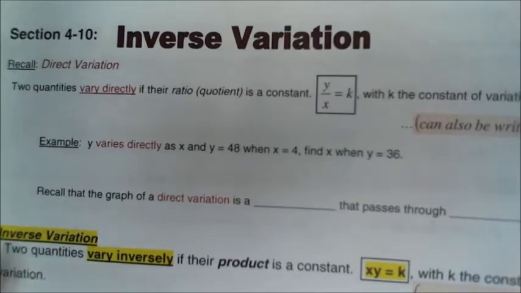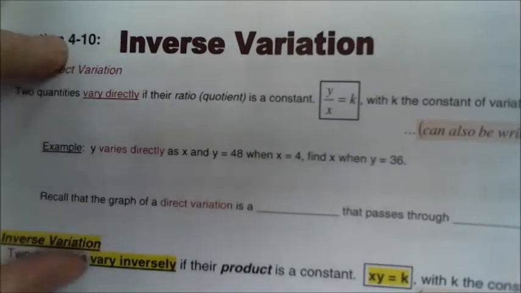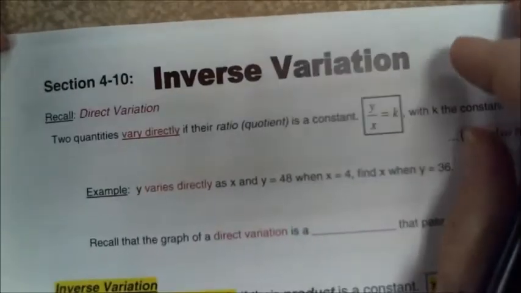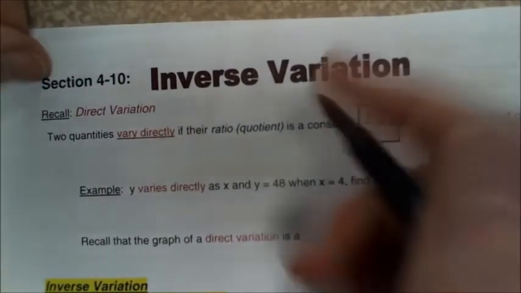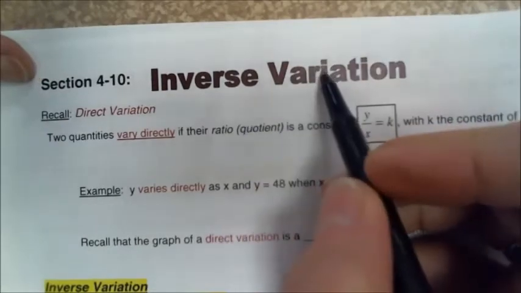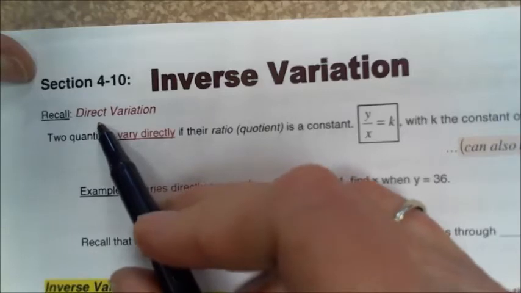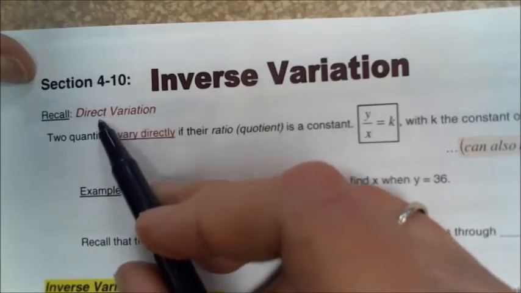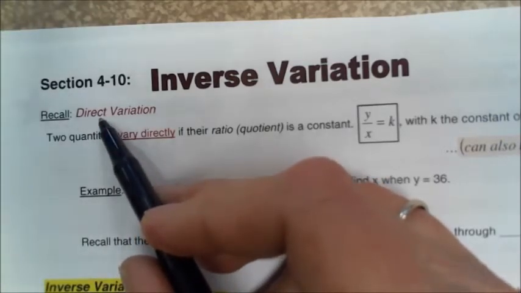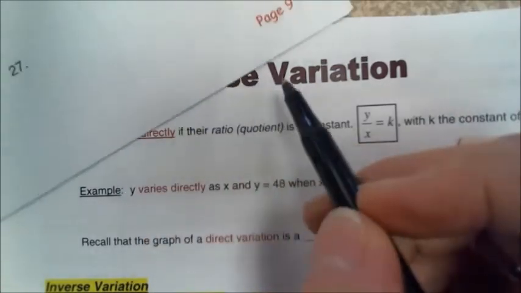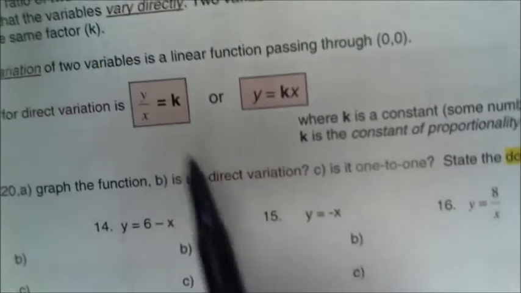Today I'm going to talk about section 4.10, which is on page 10 of the second half of your chapter 4 notes packet. The title of this is Inverse Variation. Before I start talking about inverse variation though, I'm going to remind you that we learned something called direct variation in the first half of chapter 4. This was page 9 of the first chapter 4 note set.